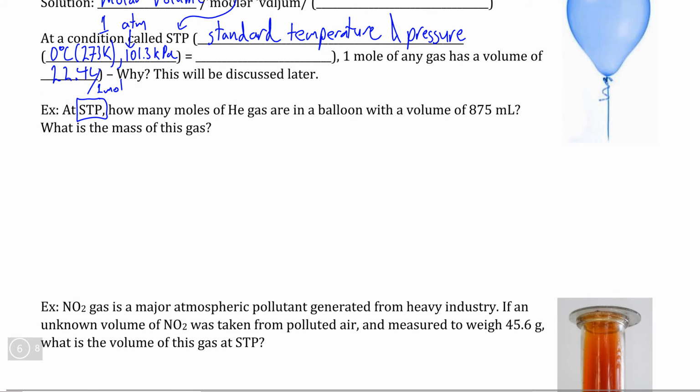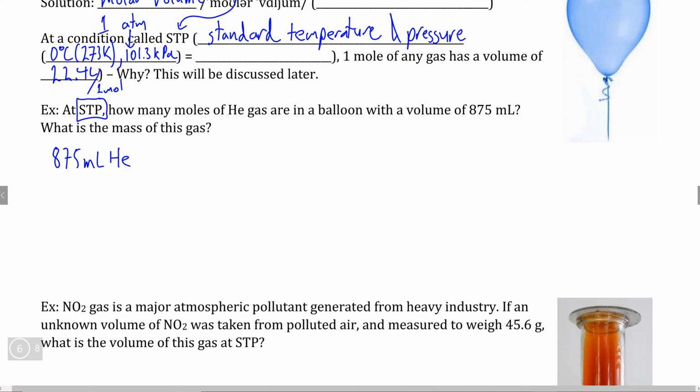For example, if we know that this balloon here is filled with helium gas and has a volume of 875 milliliters, we can calculate the mass of this gas without any of the problems of actually trying to weigh this balloon. So, we know that one of our conversion factors is going to be 22.4 liters per 1 mole of gas, but we see that we have a problem with this unit. It's in milliliters, not in liters, but that's a quick conversion that we can fix relatively easily.